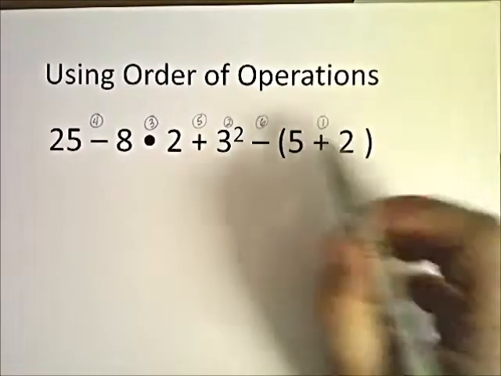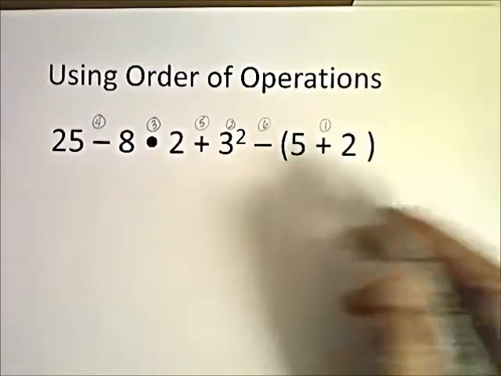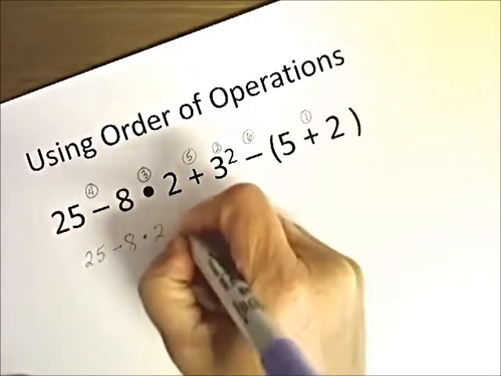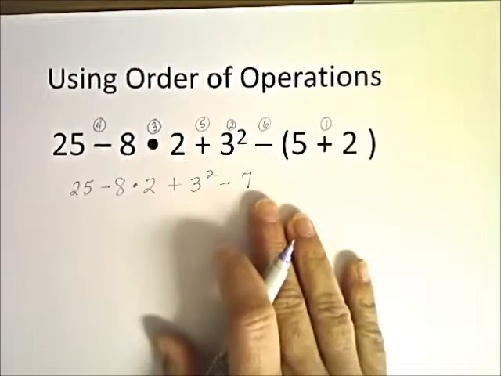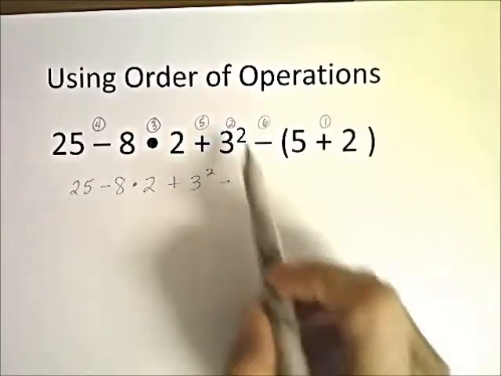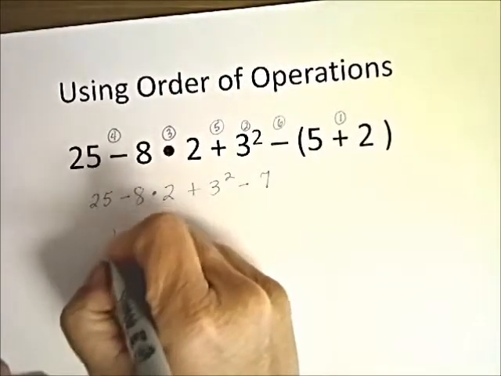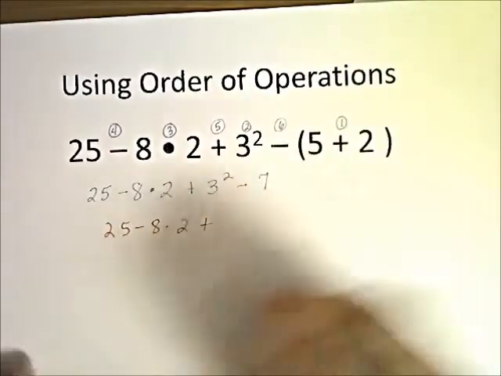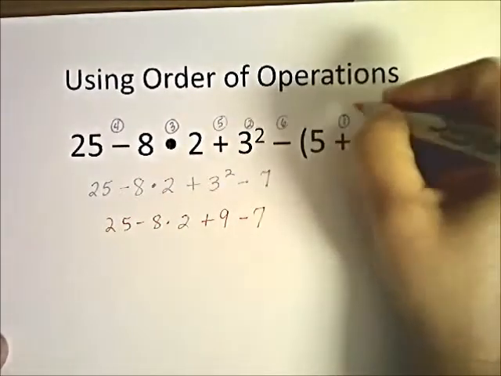Let's do step 1. Step 1 says 5 plus 2. We know that 5 plus 2 is 7. That's right. So we have 25 minus 8 times 2 plus 3 squared minus 7. And notice I dropped the parentheses there now because I've already solved that. We said that the second step was to solve our exponential problem. So that was 3 squared. So we have 25 minus 8 times 2 plus, what's 3 squared, or 3 times 3, is 9, minus 7. So we've done step 1 and step 2.